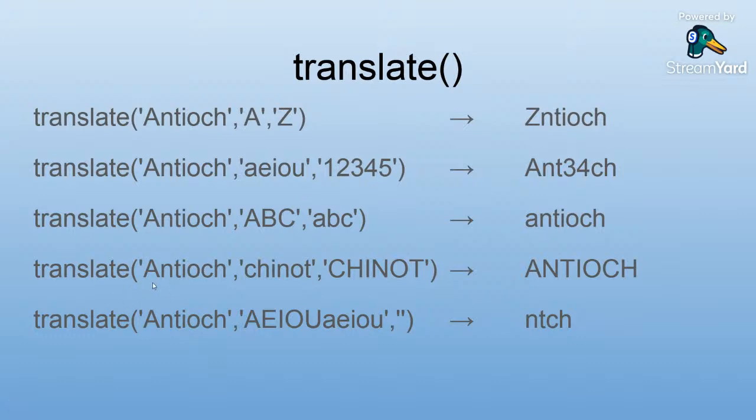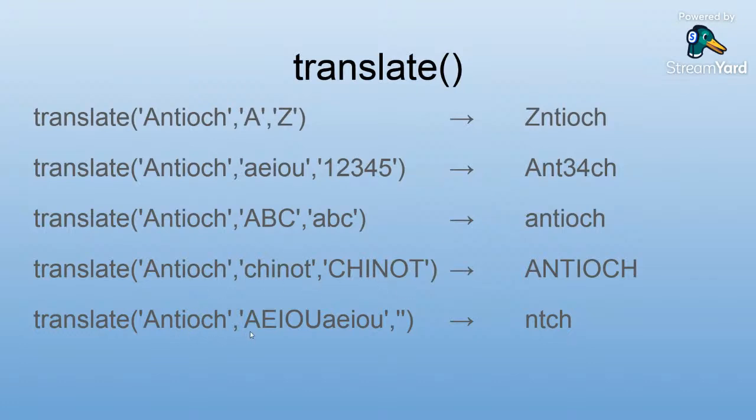In this case, we're saying I want to replace any of the letters C, H, I, N, O, or T, printed in alphabetical order for some reason, any of those lowercase letters with the same letter in uppercase. Now that happens to be all of the letters in the word Antioch, and so it just turns the whole of the word Antioch into uppercase, all except for the A, which is already in uppercase.